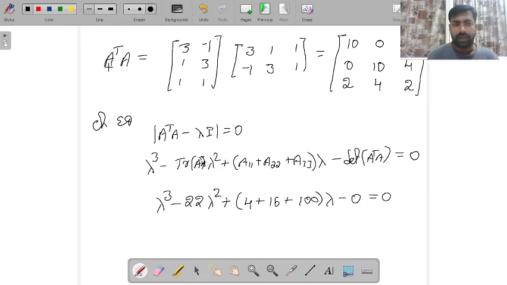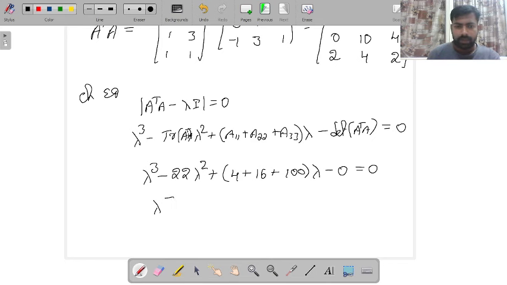Why? Because A is a 2 by 3 matrix, and A transpose is a 3 by 2 matrix. So when you take the product, you will get a matrix of rank less than or equal to 2 only. So its rank cannot be equal to 3. So when the rank is not 3, then definitely its determinant is 0. It's a 3 by 3 matrix and its rank is not 3, definitely determinant is 0. Otherwise you just compute it, you can find it is 0.